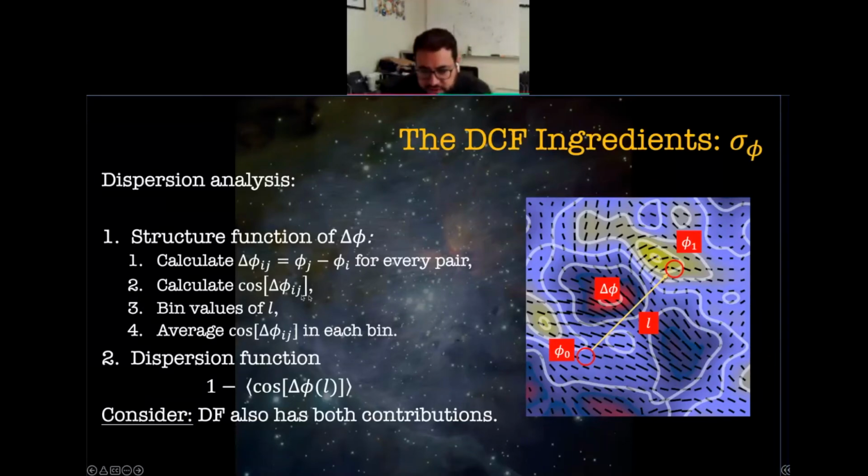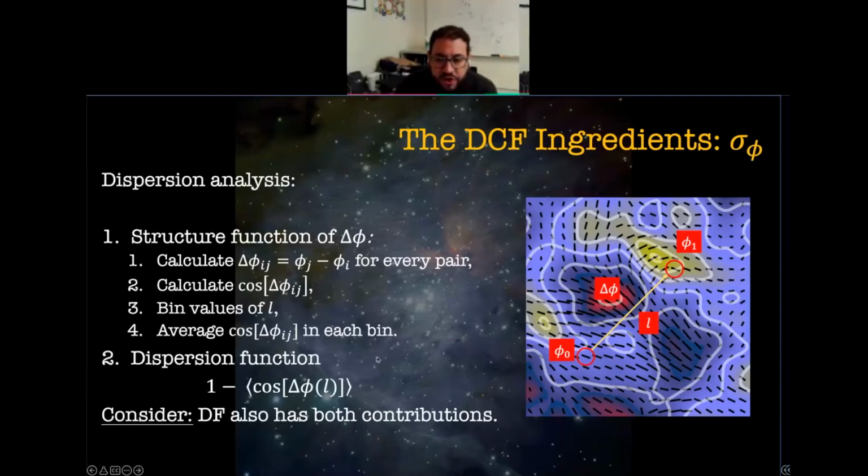And then in order to have a single function, you bin this difference, or the cosine of the difference of this angle, into certain values of L, the angular distance on the plane of the sky, and calculate the average over those bins of L. The result of that is a function that depends just on L, the isotropic angular distance in the plane of the sky.